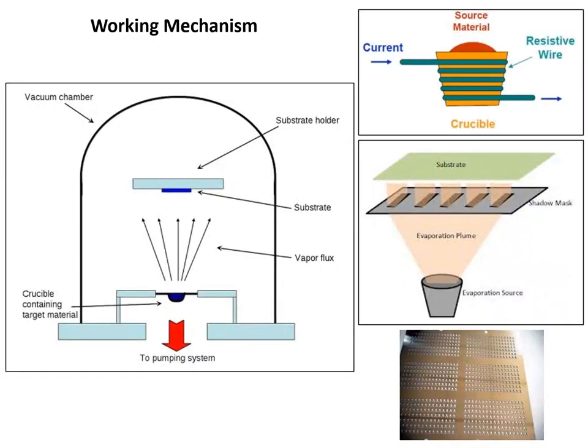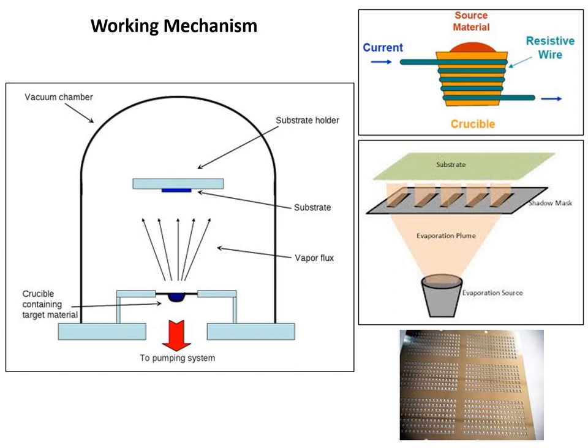Now I will explain the working mechanism of the thermal evaporation unit. On the left hand side, you can see this bell kind of thing, which is a stainless steel cylindrical vessel closed at the top completely and sealed at the base by a gasket. You can see the substrate is attached to the substrate holder facing down, and the source is located just at the bottom, and this is in line of sight as it is a PVD technique.